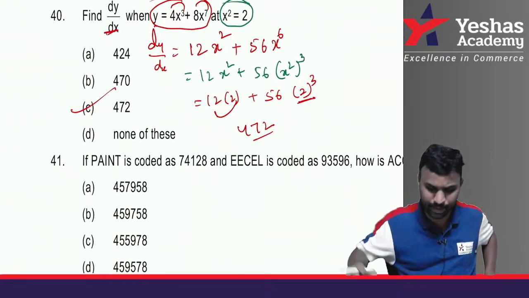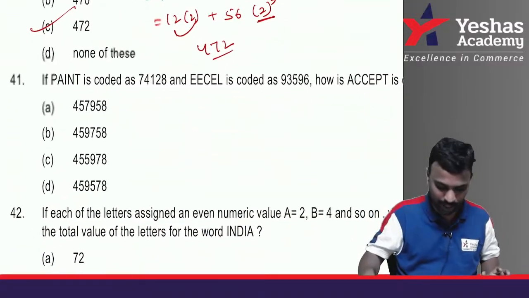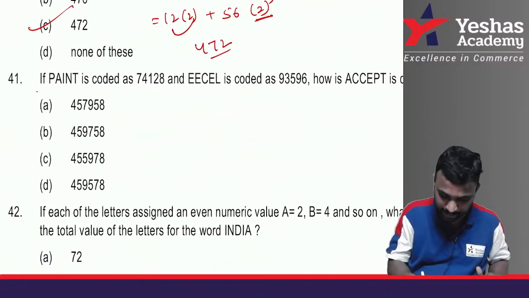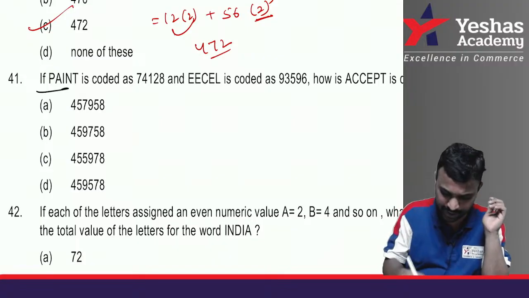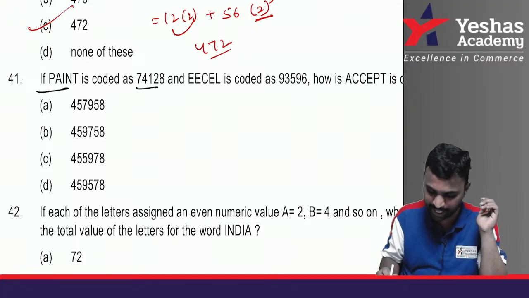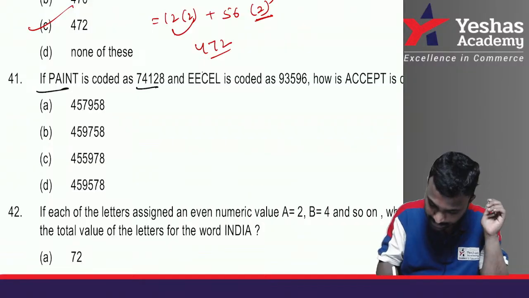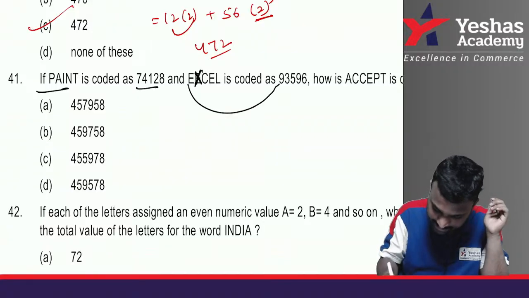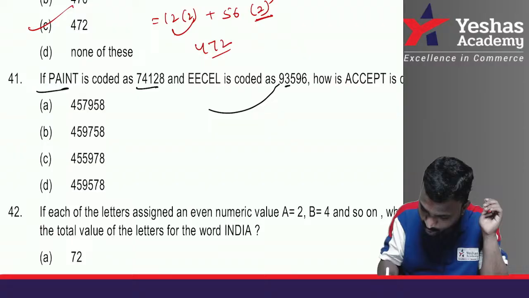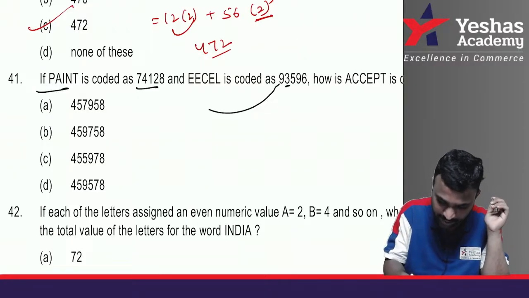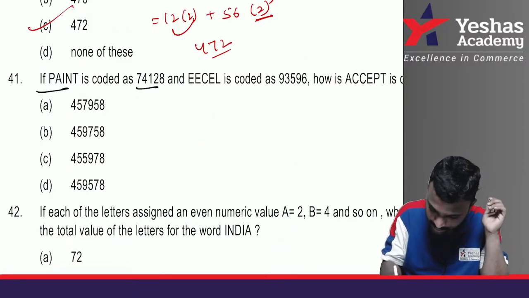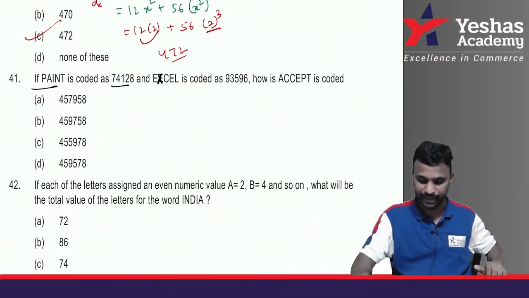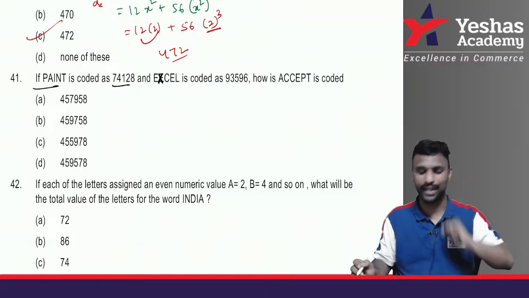Guys, with this, mathematics questions are done. Let's now move on to the questions on logical reasoning. The first question: PAINT is coded as 74128. Guys, this should have been EX. It's not EE, because you can see E is coded as 9, so even if this had been E, this number should have been 9. That's wrong actually, there's a mistake in the question. This should have been X.